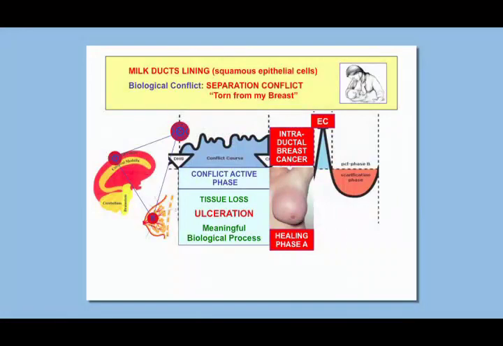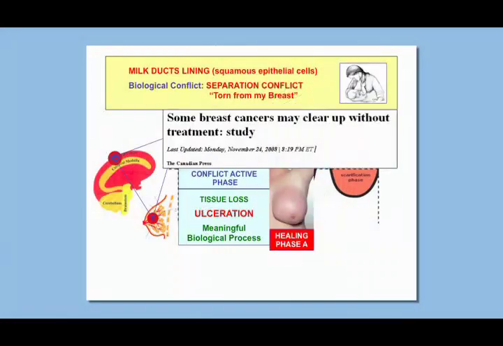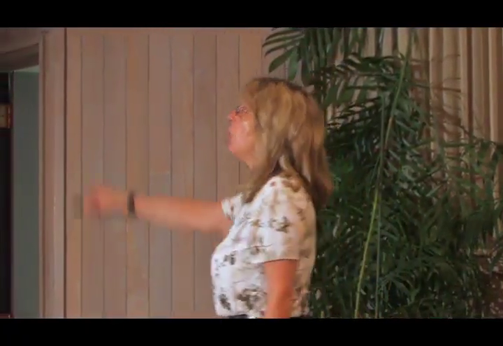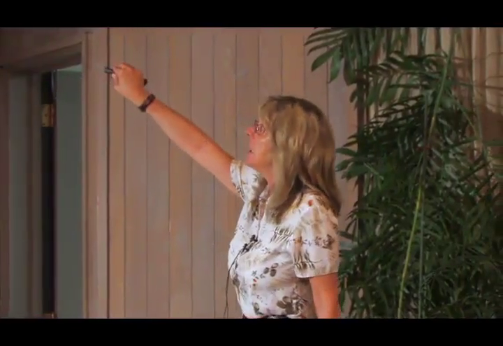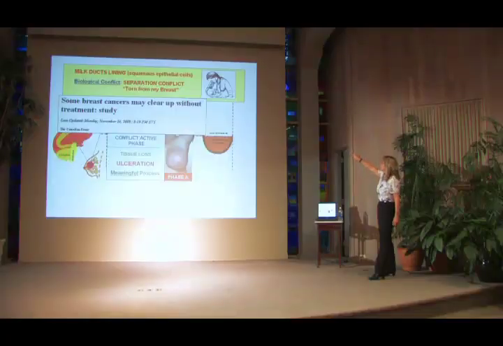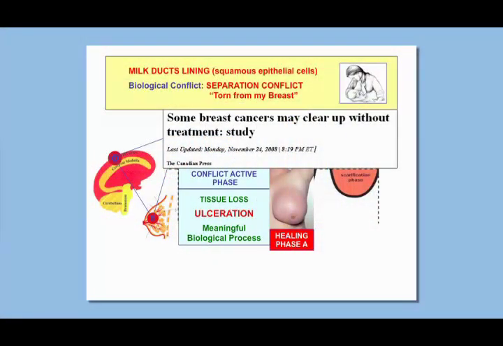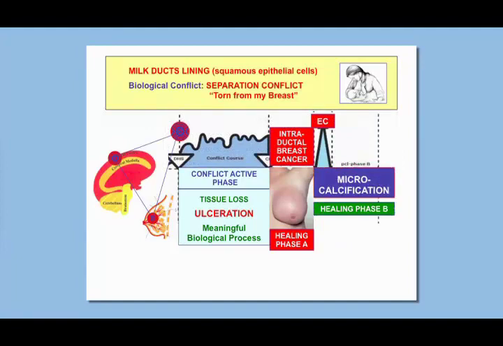And some of you might have read those studies, right? The study from Norway, some breast cancers may clear up without treatment. Well, my friends, Dr. Hammer has been talking about this for over 20 years. Right? So we understand now what that implies. It means they clear up without treatment because it's already in healing anyhow, and it goes into phase B. Okay? What happens in phase B?